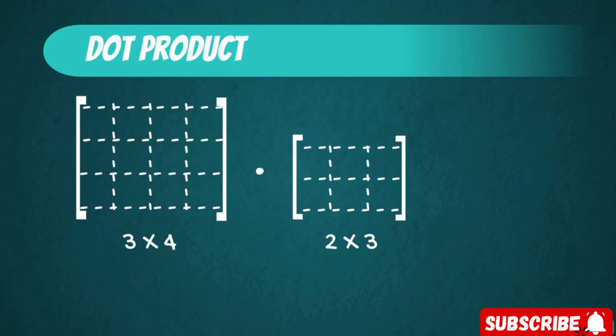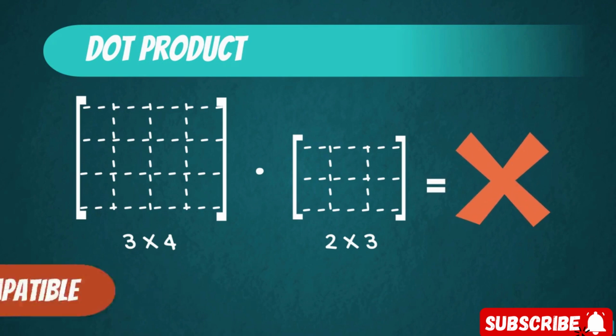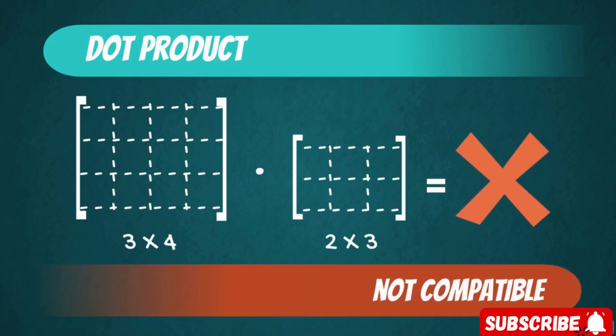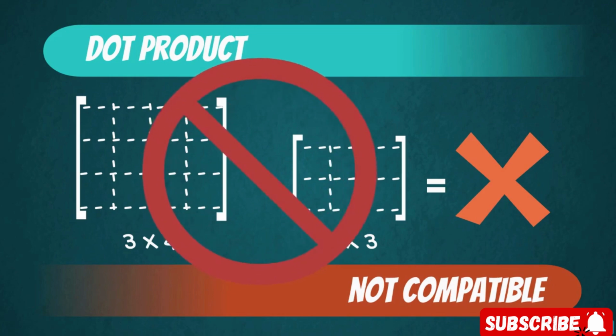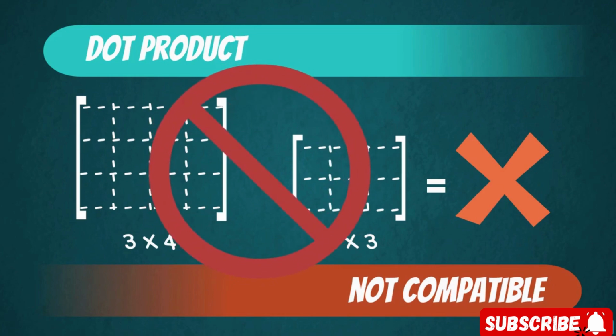3 by 3, no? Wait. It's not 3 by 3. In fact, it's nothing. The two matrices are not compatible. It is very important to remember that more often than not, you will not be able to multiply two matrices. So, please take good note of the shapes.